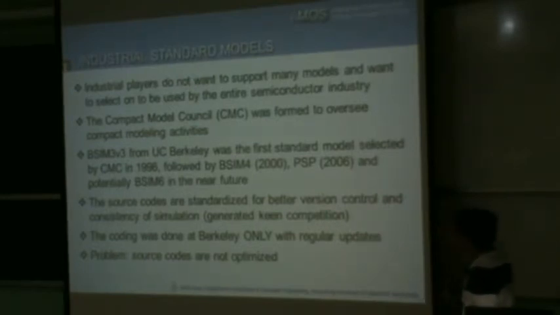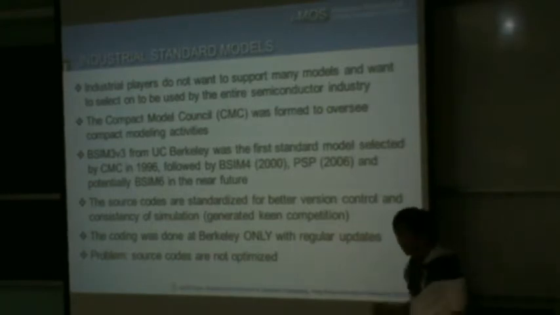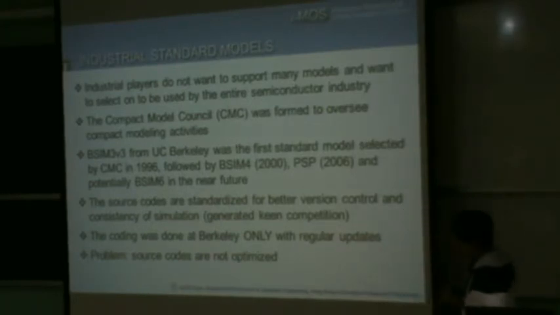So they want to have a standard, so that the entire industry tries to use the same model. It's easier for communications. Because of that, the Compact Model Council, the CMC, was formed to oversee the compact model activities. Right now, I think it has changed the name to Compact Model Quality. But in the process, the companies just want to get together to somehow define a standard.